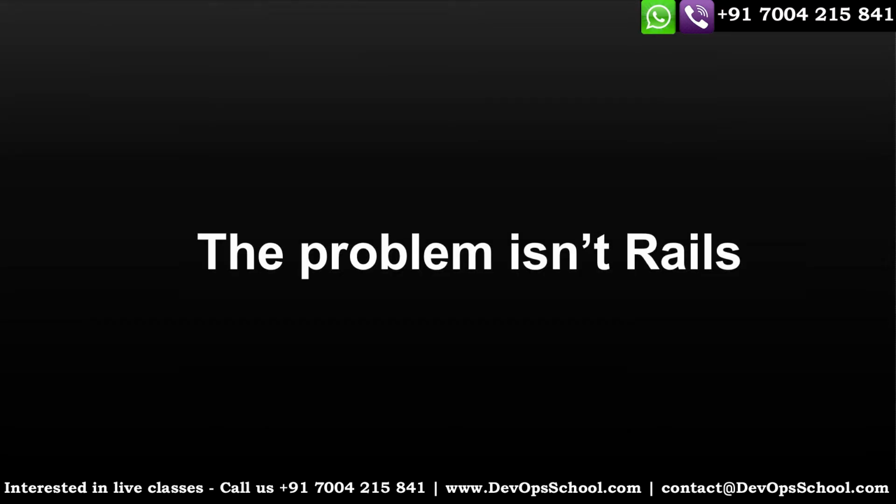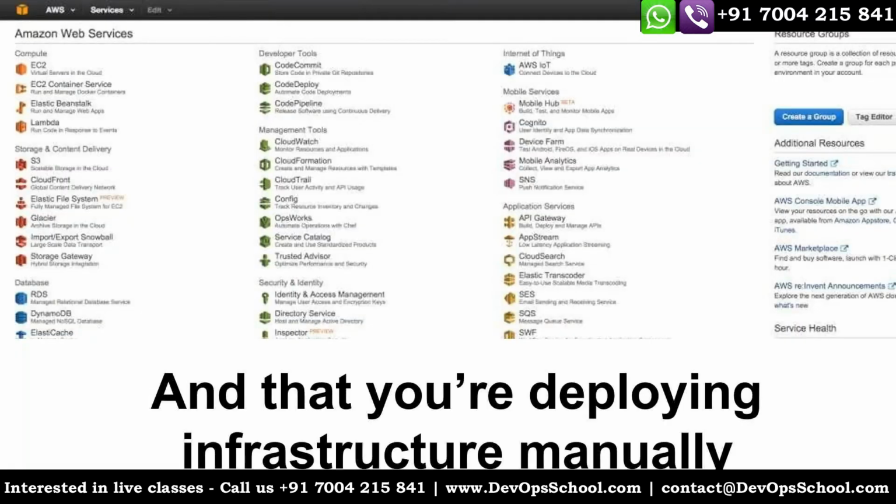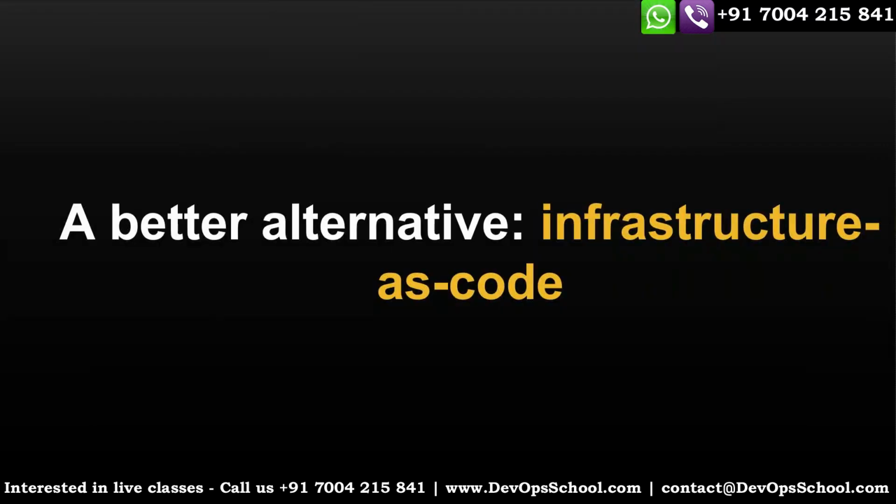So you start thinking the problem is Rails or Java or Python, or so many tools, so much infrastructure we're using for this application. No, that's not the problem. The problem is you are configuring servers manually. You have to automate it. You have to code for it.